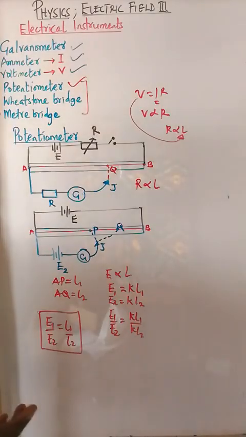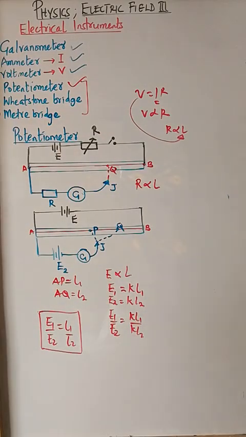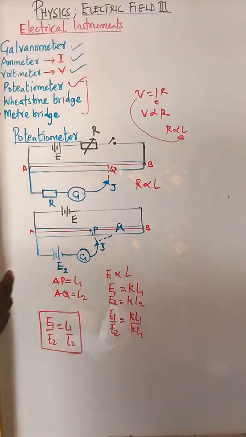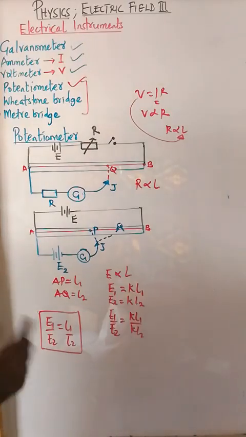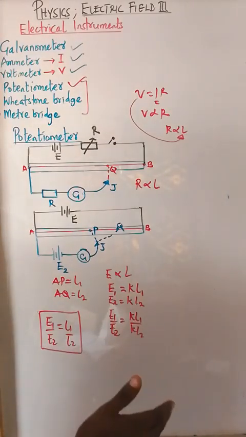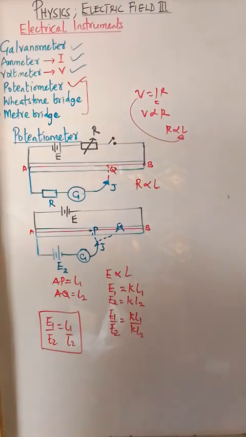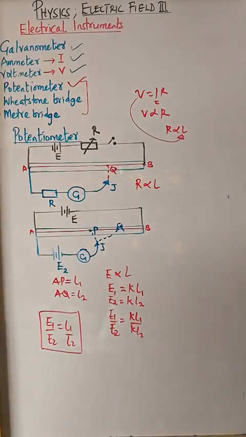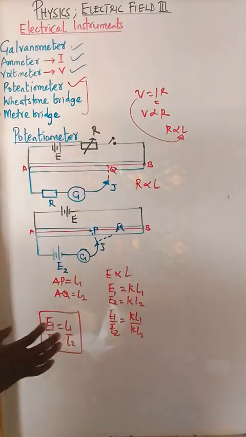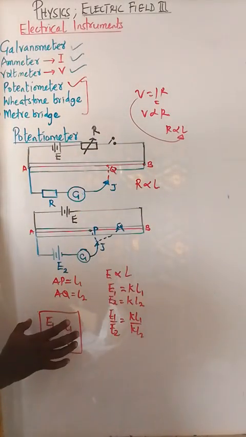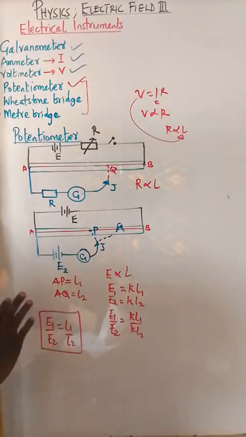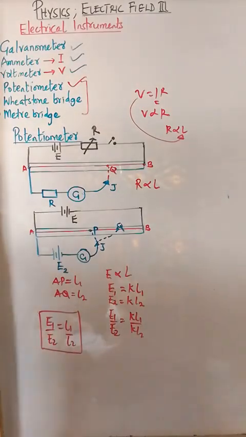The balance length is also for a particular cell of 2 volts. What will be the EMF of another cell whose balance point is, let's say, 20 centimeters? So they will give you L1, L2. They will give you either E1 to get E2 or E2 to get E1. I will have skipped all this step and just move directly here and give you this formula. It's very easy to work with. Questions on potentiometer in JAMB are very, very easy.